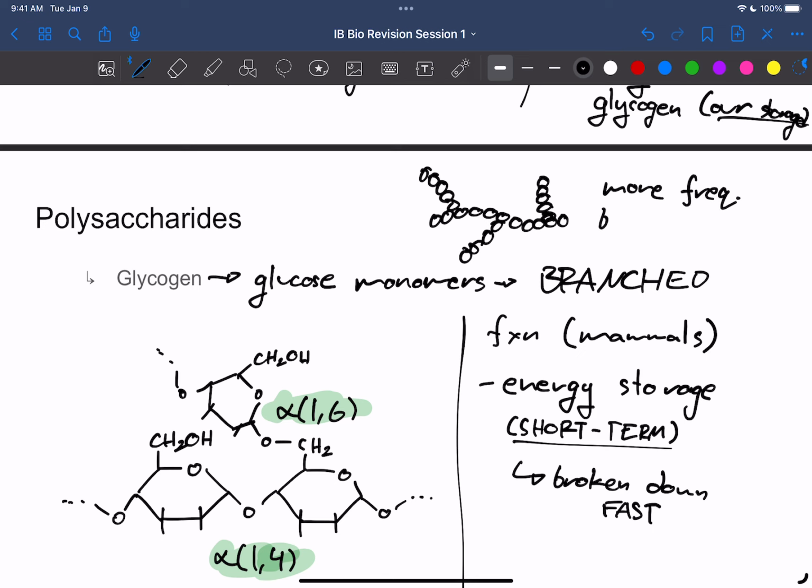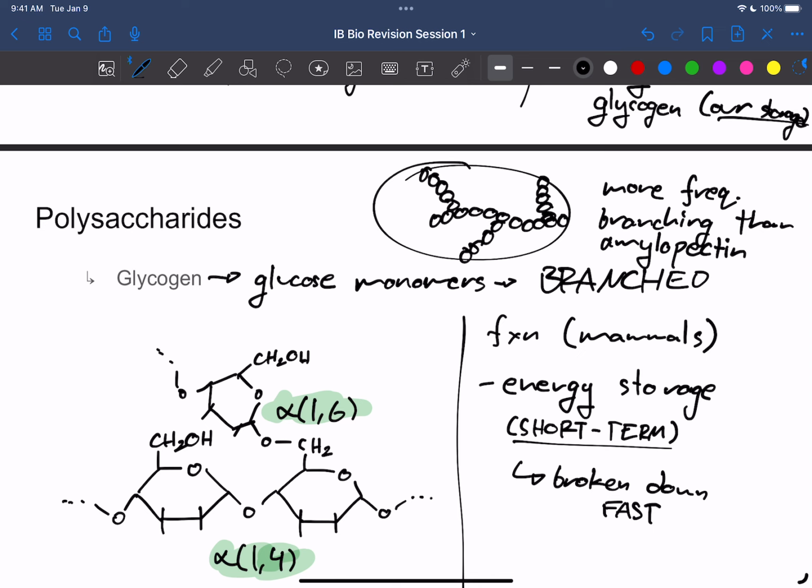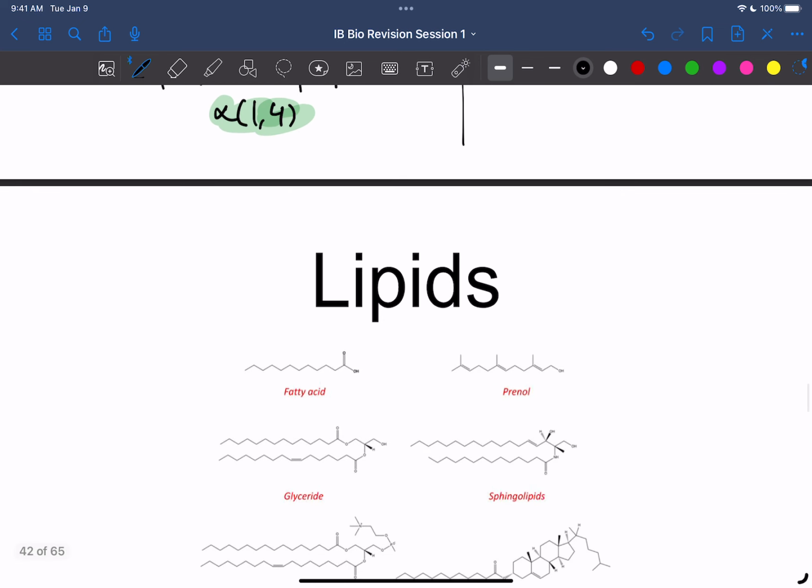And it has more frequent branching than amylopectin. Amylopectin has less frequent branching. So it looks like that. All right, and that is all our polysaccharides.